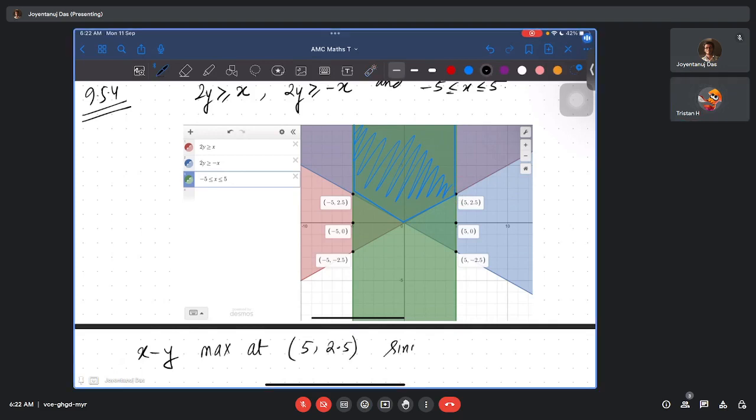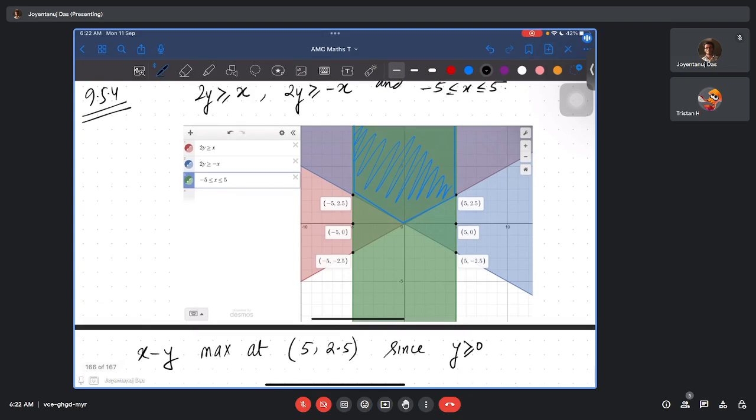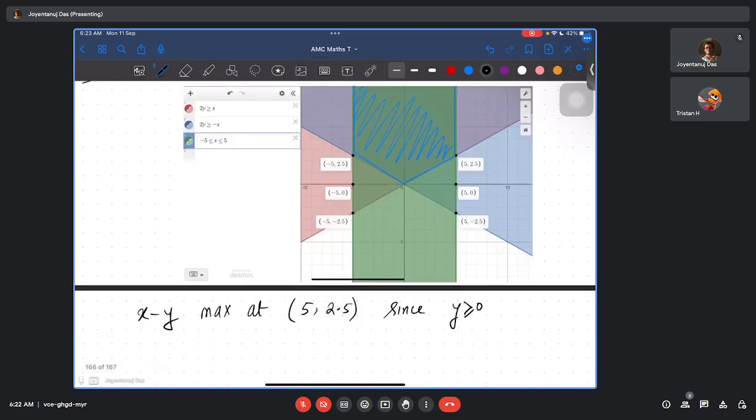So since y is always greater than or equal to 0, the maximum will be attained when y is minimum, right? Yes. And x is maximum. So the maximum I can have is 5, and along this line the minimum value of y is 2.5. Okay. What about x plus y?